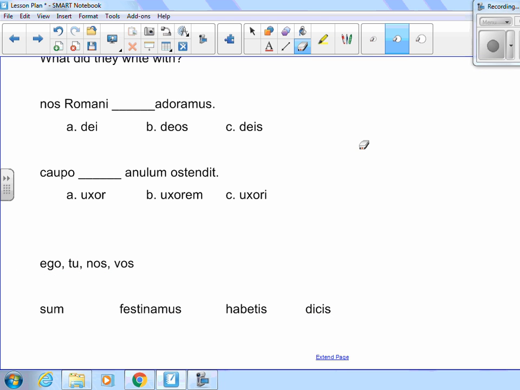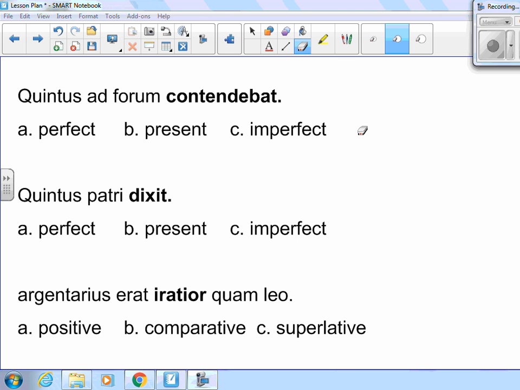Here's some more practice that would be good for you on the test. I have bolded this word, contendebat, and I am asking you what tense it is. I look for the tense marker, I get BA. I get the BA right there. That tells me I am dealing with the imperfect.